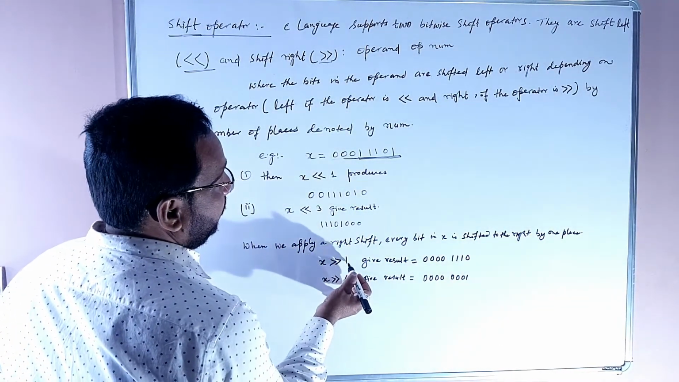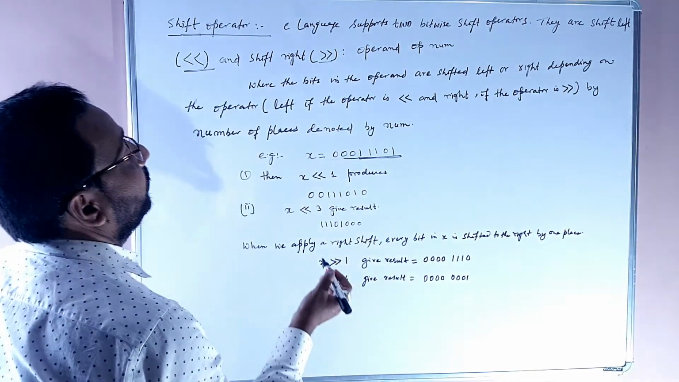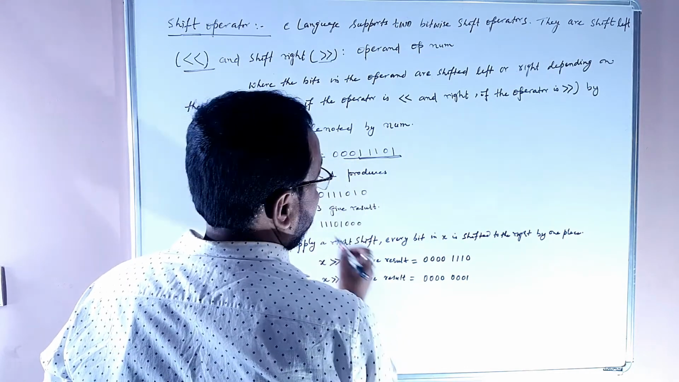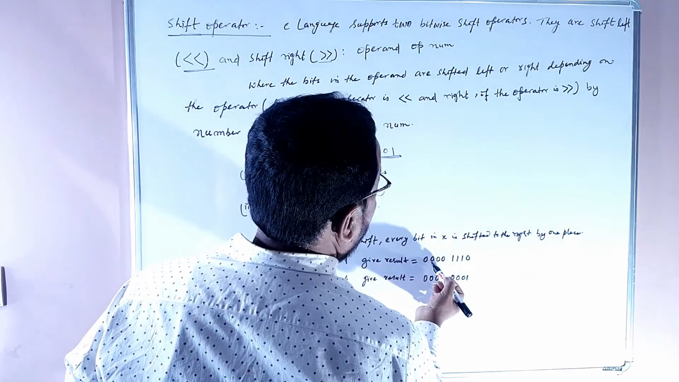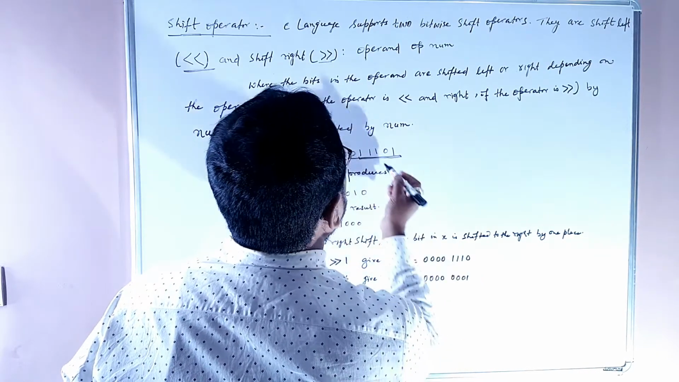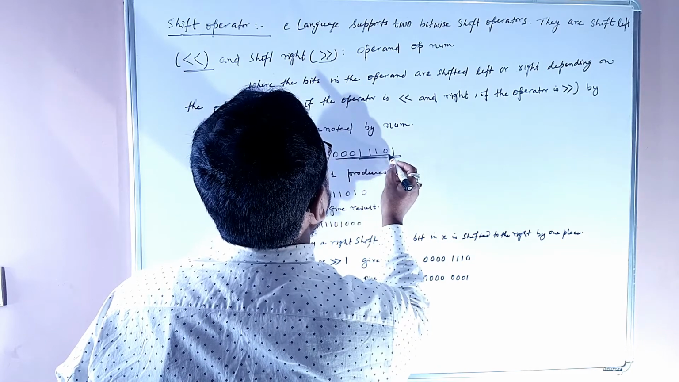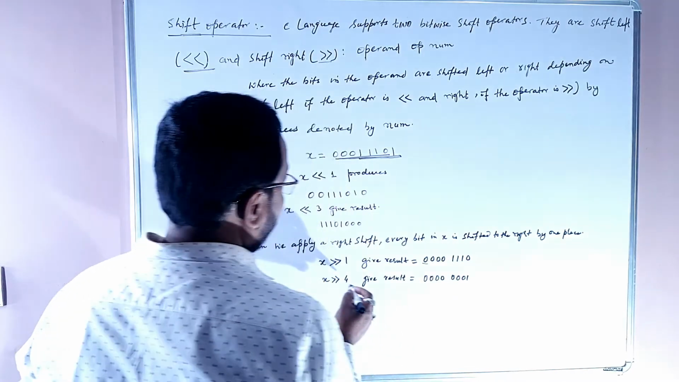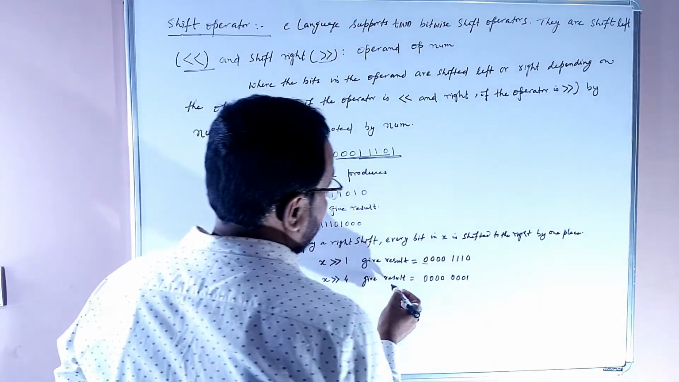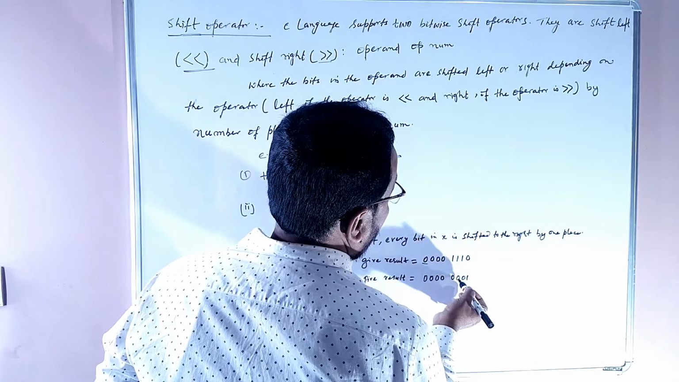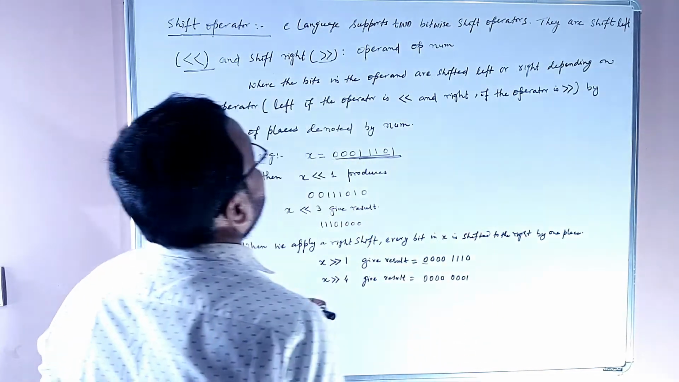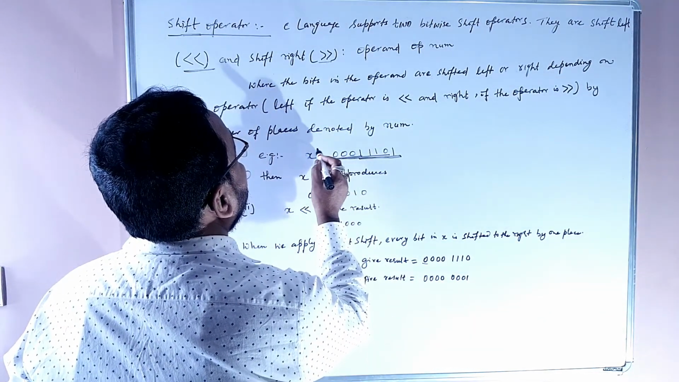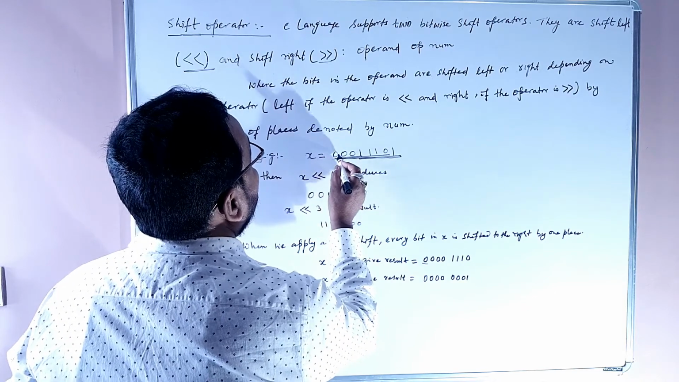X right shifted by 1 gives the result 00001110. We write only this and add 0 here. X right shifted by 4 gives the result 00000001. We can write only this and start from this side with 0000, then 001.